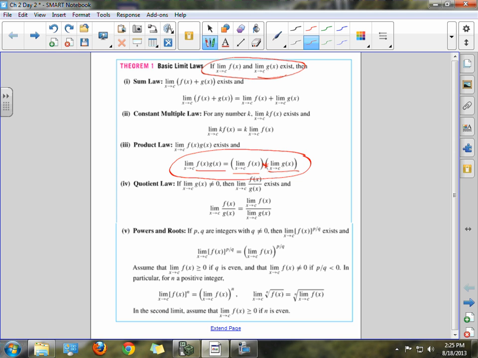This also works the same way with the quotient. That's the quotient law. So as long as these two exist, and as long as this one has an extra piece, denominators can't be zero. So as long as the denominator isn't zero, then we can just evaluate each one and divide. You can also pull limits inside of roots, inside of rational exponents, and so on.